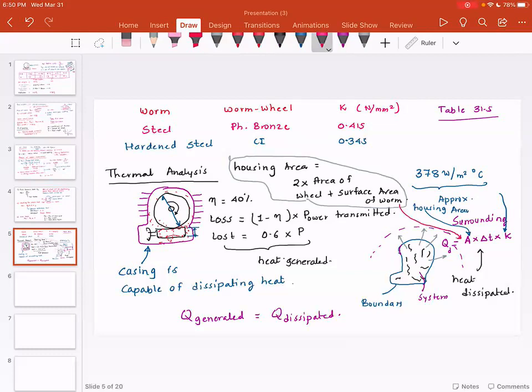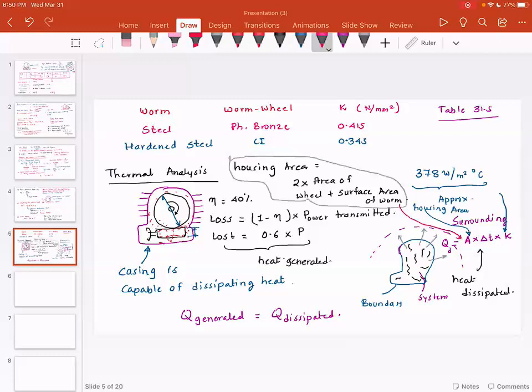And everything is known, so we can find out the change in temperature and then just make sure that the change in the temperature is well within the reasonable limits of the lubrication capacity as well as the handling capacity. Because sometimes what happens is worm and worm wheel are used in close proximity to where humans are working. So in that particular case, what you want to make sure is the temperature is not so high. So by some accident, if a human gets in contact with the housing, you don't want him to burn.